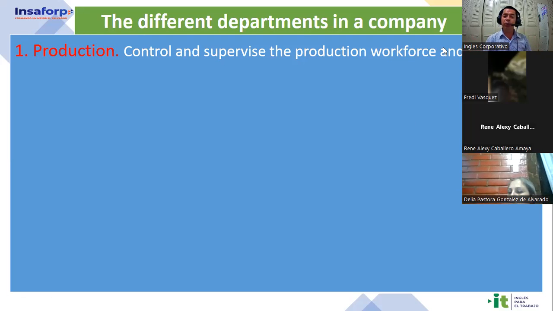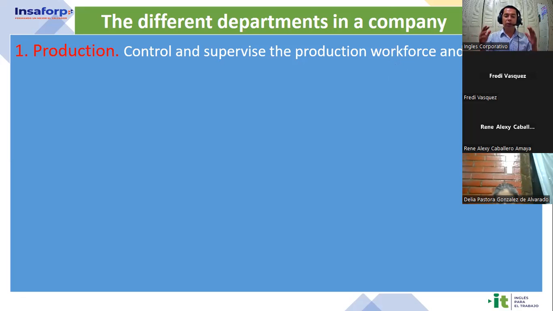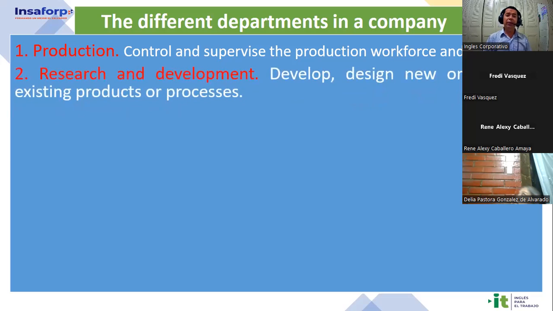But let's start with the first one, production. The Department of Production controls and supervises the production workforce and inventory, right? Okay. The second one is research and development. Research and development, they develop, desarrollan, llevan a cabo, right? Develop, design new, or improve existing products or processes, right?